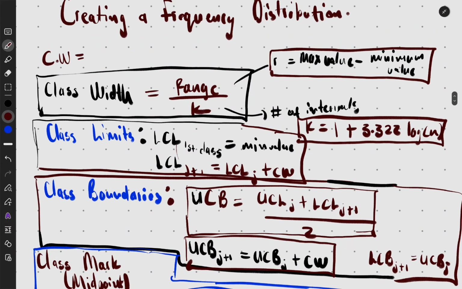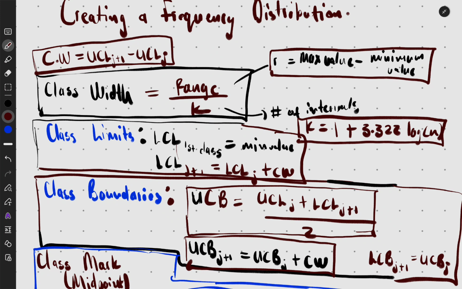For you to find class width, the formula is the upper class limit of one class minus the upper class limit of the class before that. So you can say the upper class limit of the class ahead minus the upper class limit of the class behind, or the upper class boundary of the class ahead minus the upper class boundary of the class behind, or the lower class limit of the class ahead minus the lower class limit of the class behind. So to get class width, you either say lower class limit minus lower class limit, or lower class boundary minus lower class boundary. You'll be saying the one ahead minus the one behind.